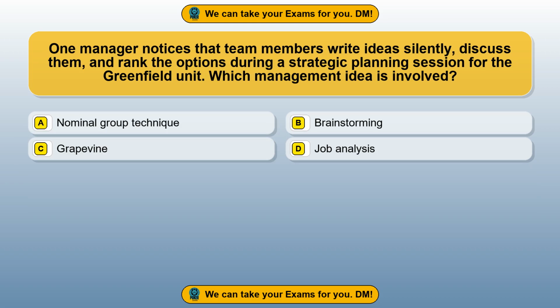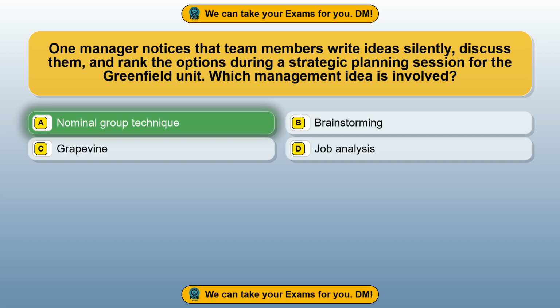Question 30. One manager notices that team members write ideas silently, discuss them, and rank the options during a strategic planning session for the Greenfield unit. Which management idea is involved? Option A, nominal group technique. Option B, brainstorming. Option C, grapevine. Option D, job analysis. The correct answer is option A, nominal group technique.